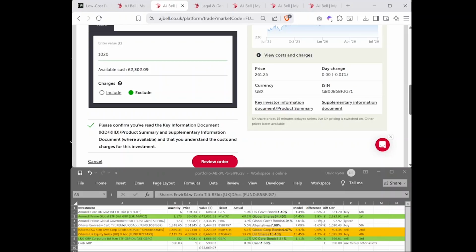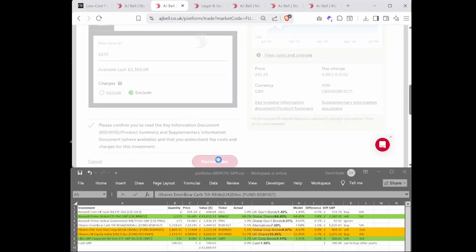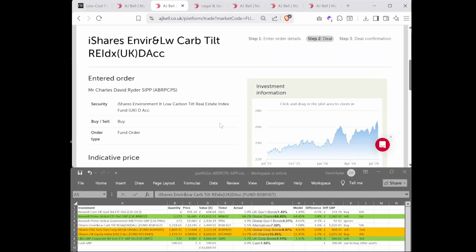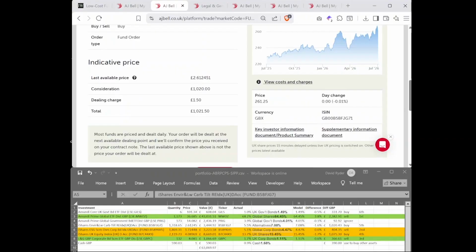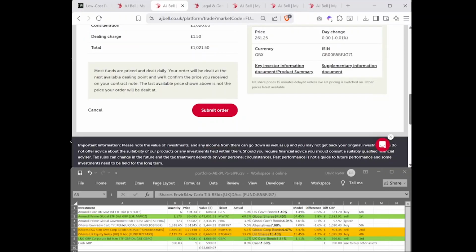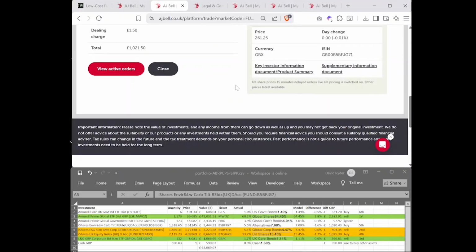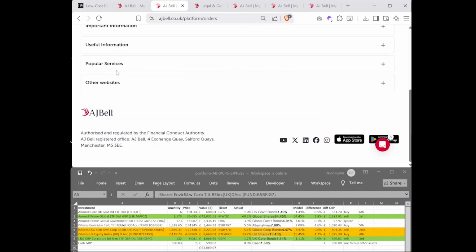We are buying £1,020 worth, £1,020 plus the fees. Review the order. This is the latest available price. That looks good to me. 1,020 plus a dealing charge of £1.50. Well, yeah, it doesn't make a whole heap of difference, really, does it? Submit the order. Go to View Active Orders.